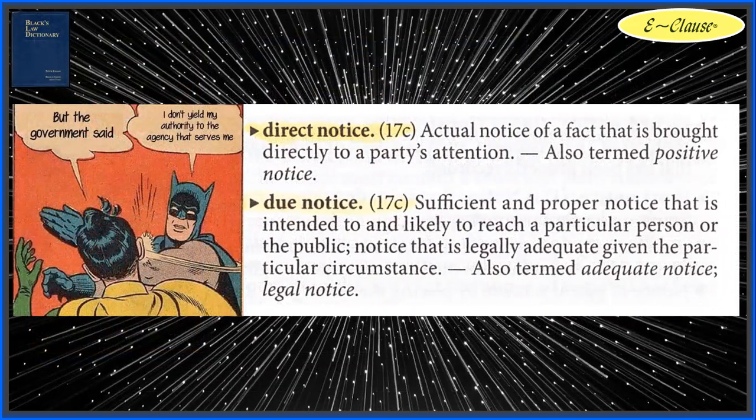Direct notice, due notice. What the government said, well, I don't yield my authority to an agency that serves me, period. Count on that. So that would be a form of an actual notice, picture notwithstanding. So actual notice is actual notice of a fact that is brought directly to a party's attention. Don't touch me there, right?